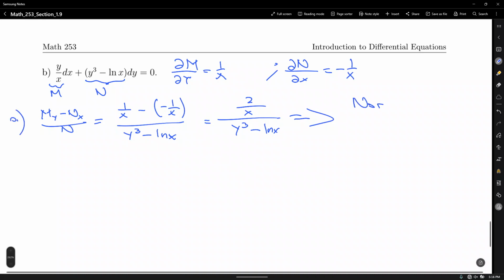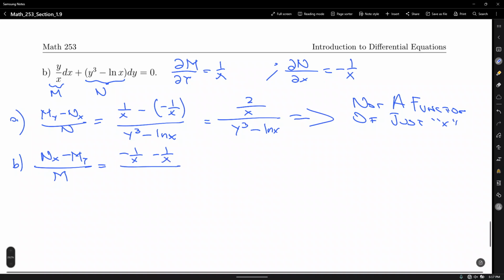And in this case, it's not a function of just x. We either have to get a function of only x or a function of only y. In this case, we have a combination of the two variables. So let's try part B, which is the reverse in the numerator: N with respect to x minus M with respect to y, everything divided by M. So what is that? Negative 1 over x minus another 1 over x, divided by M, which is y over x.